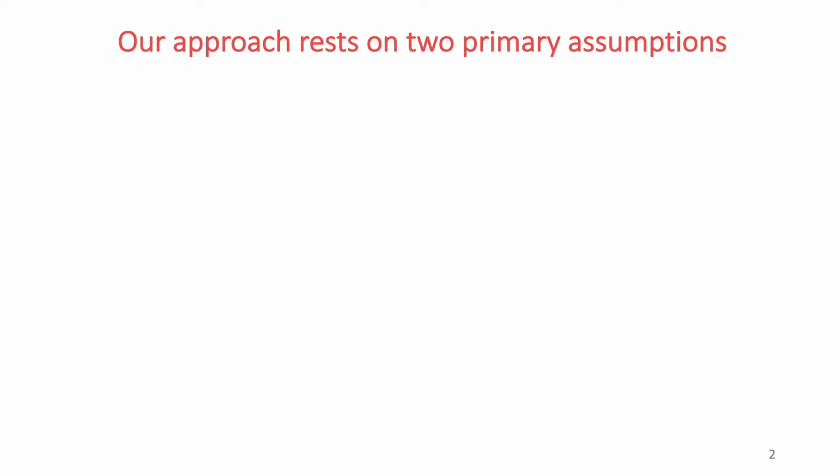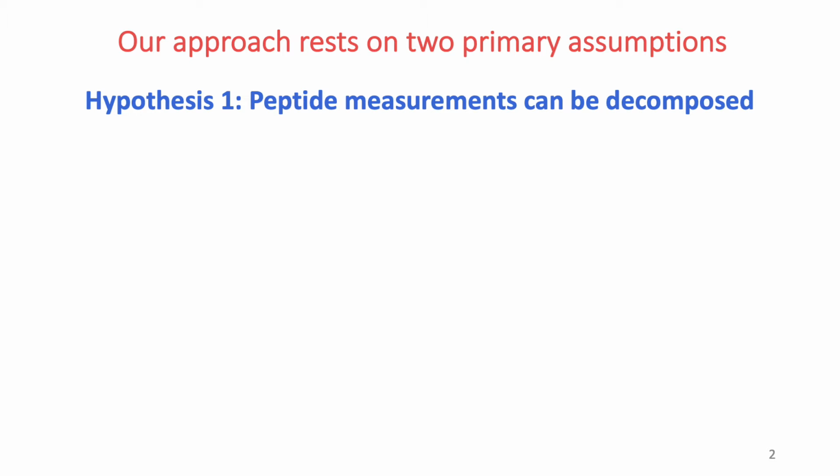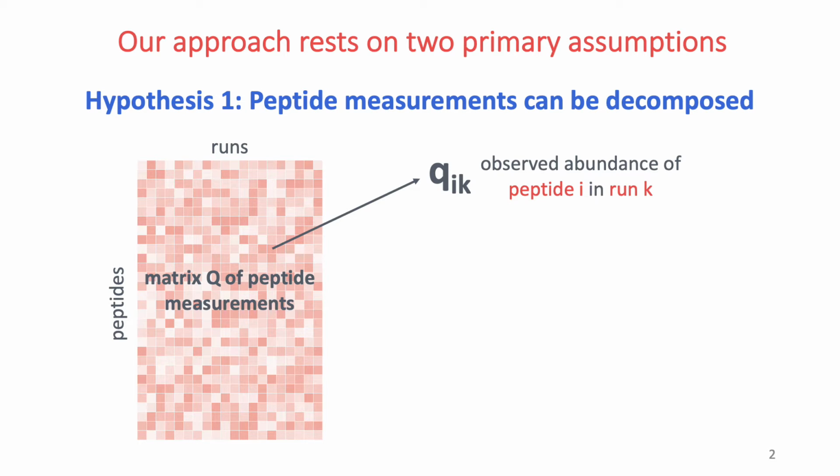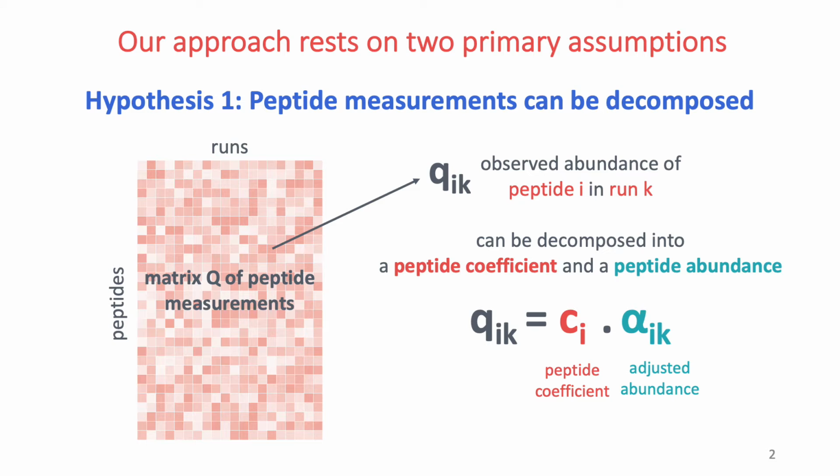Our approach rests on two primary assumptions. The first hypothesis is that peptide measurements can be decomposed into subcomponents. Here we have a schematic of our matrix Q of peptide measurements, and we denote one cell of this matrix as Q_ik, the observed abundance of peptide i in run k. Our hypothesis 1 states that Q_ik can be decomposed into a peptide coefficient c_i and an adjusted abundance alpha_ik.